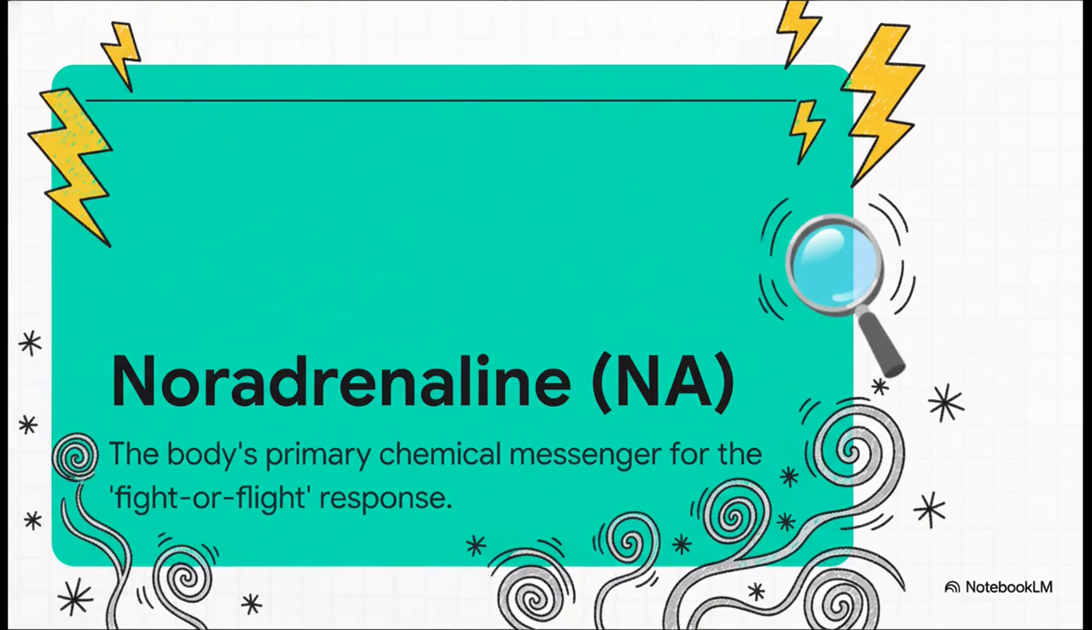And the main player in this whole story is this molecule right here, noradrenaline. We'll just call it NA. When your brain senses a threat, NA is the chemical that just floods your nervous system, telling your body, hey, get ready for action. It's really the spark that ignites the whole response.